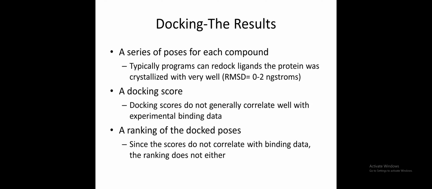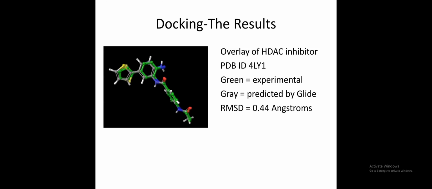You're also going to get a ranking of the docked poses. It's going to tell you, because it's going to give you a score, one of your compounds was best and one of your compounds was worst. But, of course, since the scores don't correlate with the binding data, the ranking doesn't either. So the question then becomes maybe, so what value is this? Well, I'm going to try and build a little bit of a case for it. Yeah, it still can be of some value here.